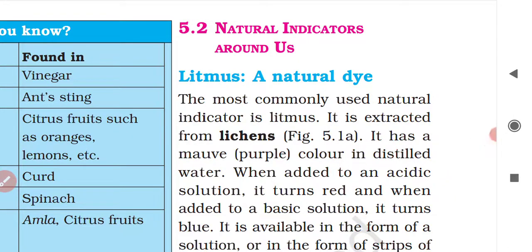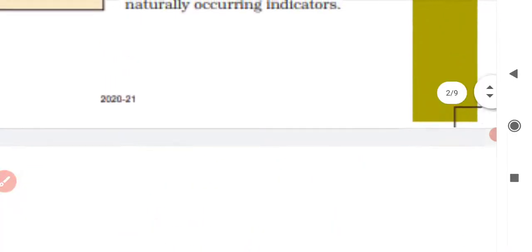So today in this video we will be discussing natural indicators around us. The natural indicator we will be discussing today is litmus, which is a natural dye. So let's begin then. What are indicators actually?